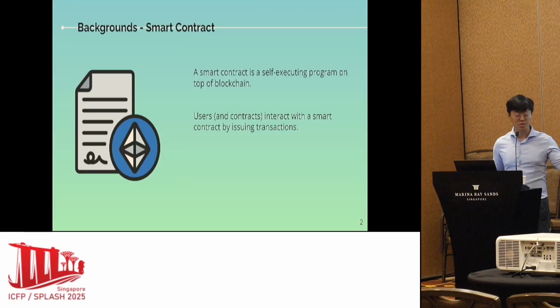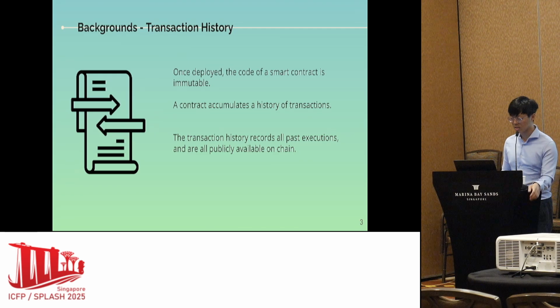First, I need to introduce some background. What is a smart contract? A smart contract is a self-executing program on top of blockchain, and users and contracts can interact with a smart contract by issuing transactions. Once deployed, the code of a smart contract is immutable. And a contract accumulates a history of transactions. The transaction history records all the past executions, and they're all publicly available on the blockchain.